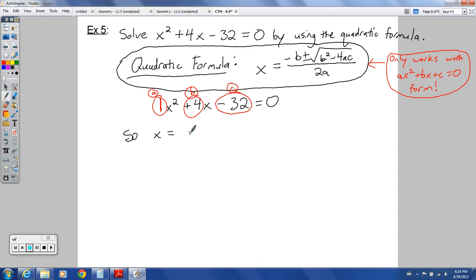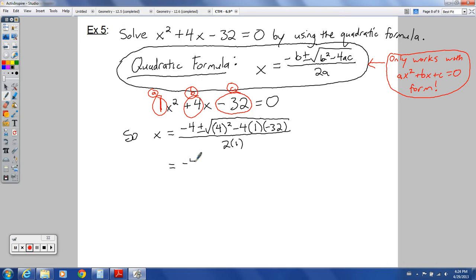So here we have x equals negative b, negative 4, plus or minus the square root of b squared, 4 squared, minus 4ac, minus 4 times 1 times negative 32, all over 2a. That's all over 2 times 1. All right, so we got the setup. We're good to go with that.